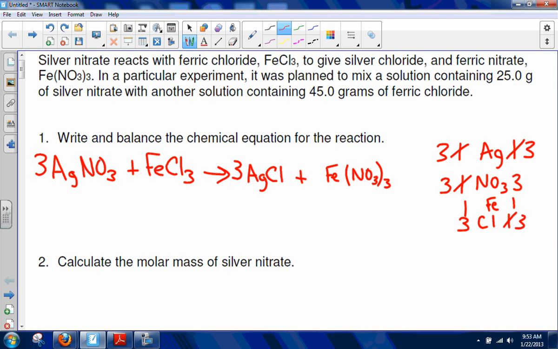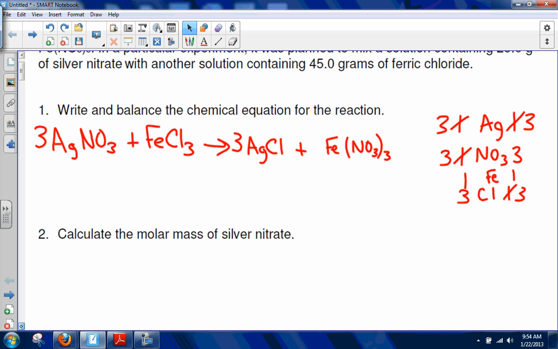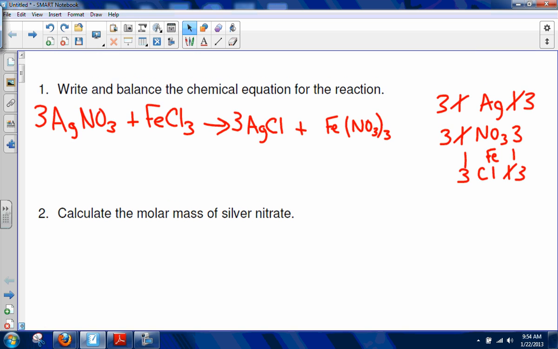Okay. Now, I set this test up to kind of run you through basically exactly how you need to solve the problems. So I got all the little steps in between are already on the test. So I said, number 2, calculate the molar mass of silver nitrate.